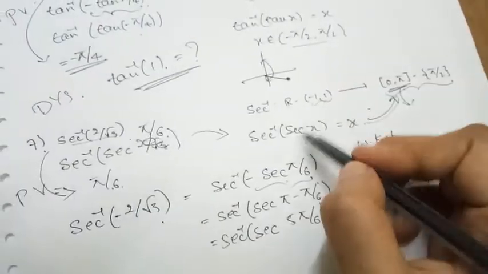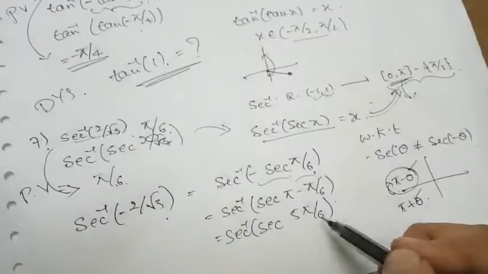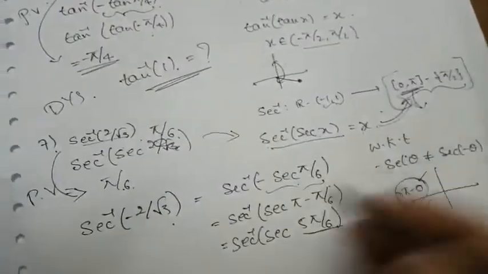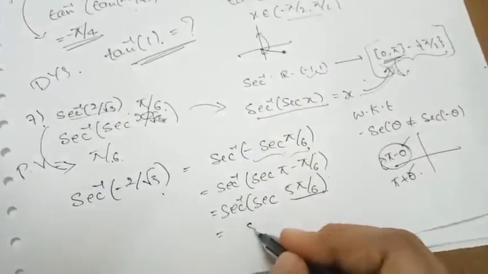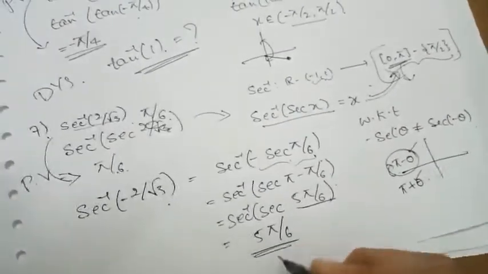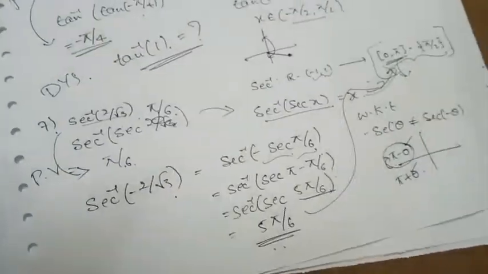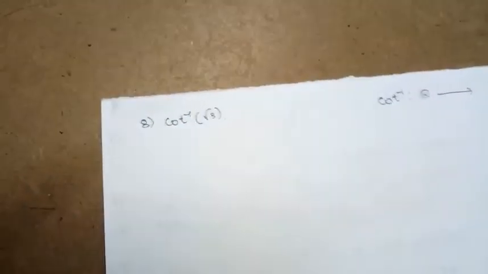Now this is in the format secant inverse of secant x, where our 5 pi by 6 belongs to our principal value branch. So secant inverse of secant 5 pi by 6 is 5 pi by 6. Next is cot inverse of root 3.